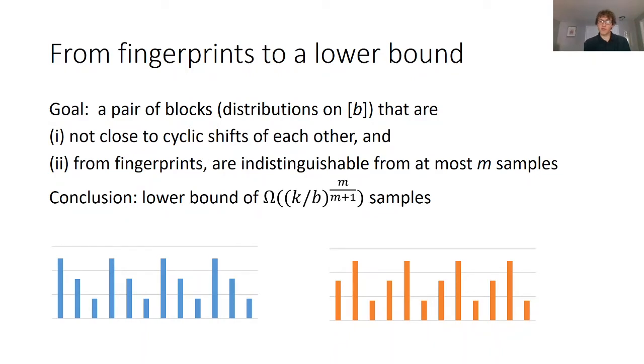Our conclusion then is that we'll have k/b blocks. By collision estimates, then we'll have to get (k/b)^(m/(m+1)) many samples in order to distinguish these two things.